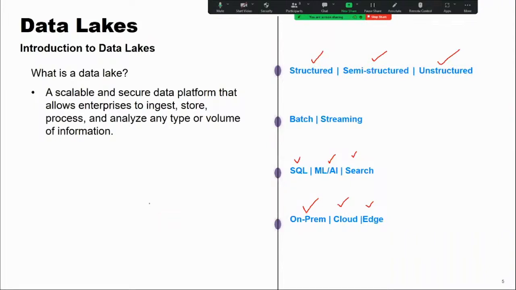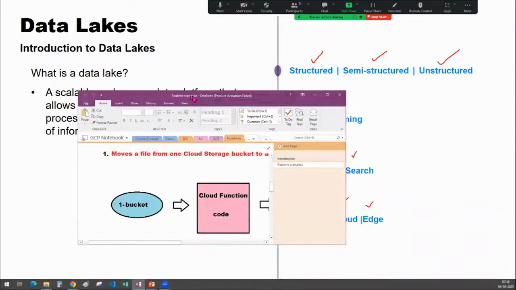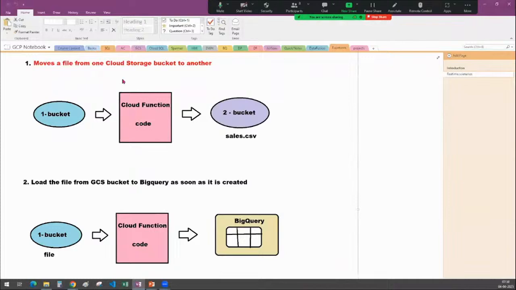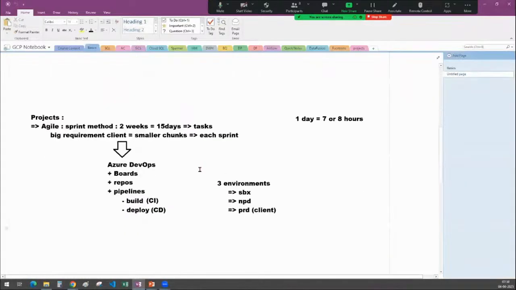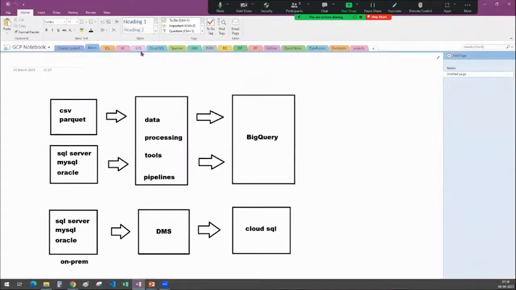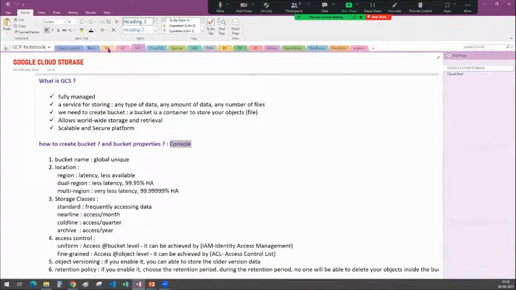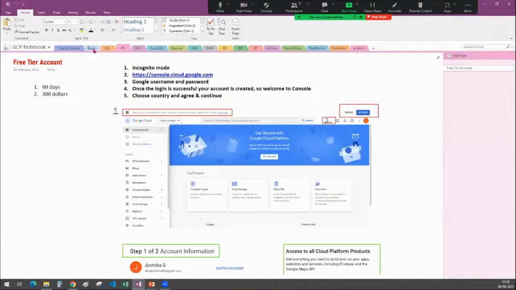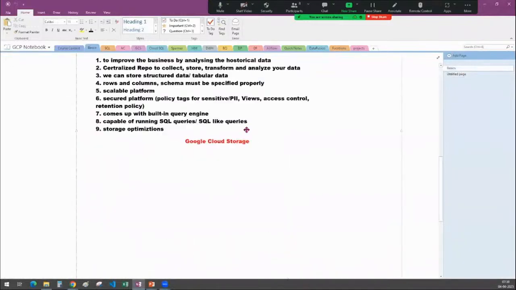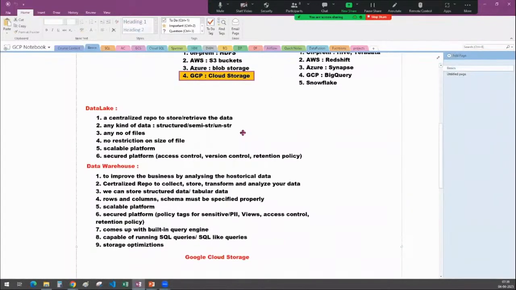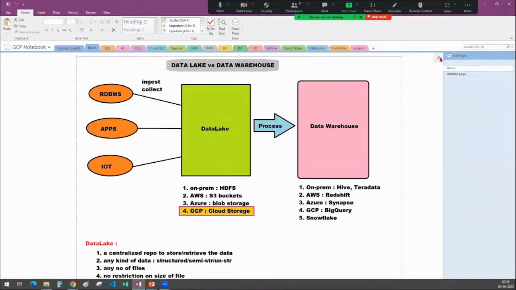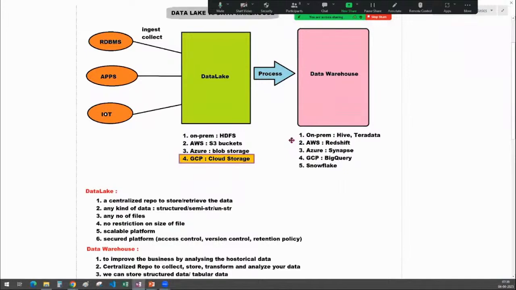We have seen what a data lake is. Let me tell you what a data lake is from my notes. This is my notes, guys. Where is that? Yeah, so this is what a data lake is. I hope you guys can see my screen clearly.